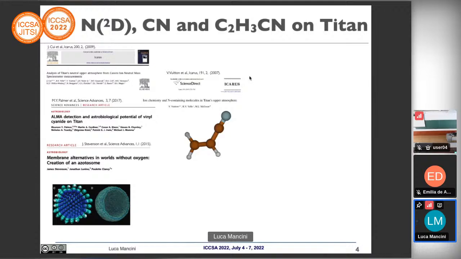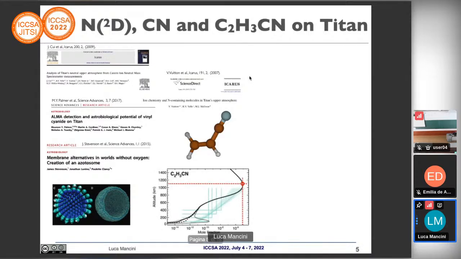Both the reactive species can be easily formed via photodissociation of simple precursors like molecular nitrogen and HCN. And the target molecule, acrylonitrile, is particularly important. It's been detected in Titan's atmosphere, both from ground-based observation with the ALMA telescopes and from space missions, but it's particularly important because it's considered the perfect candidate for the formation of membrane-like structures in a non-aqueous environment, such as the liquid methane, which is peculiar on Titan.